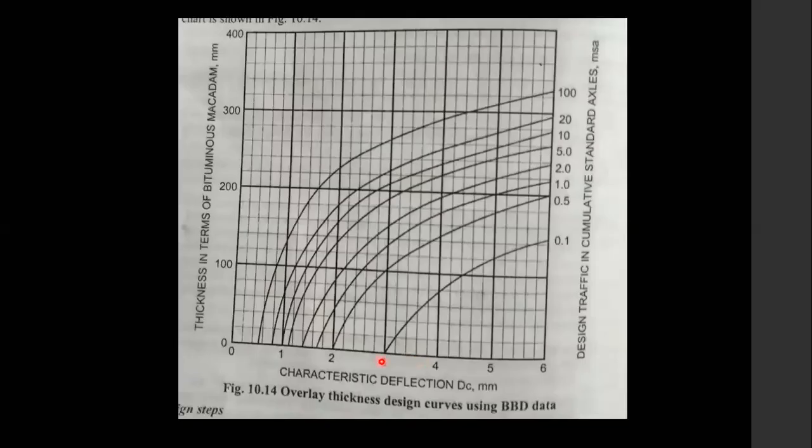DCM is 2.2. This is the 2.2 value, and the MSA or CSA value is 20.1 MSA, which will be working out somewhere near here. Extend this graph to the 20.1 MSA line. It will be obtained somewhere here, and if you drag it to the y-axis, it will meet at this point. What is the thickness value?